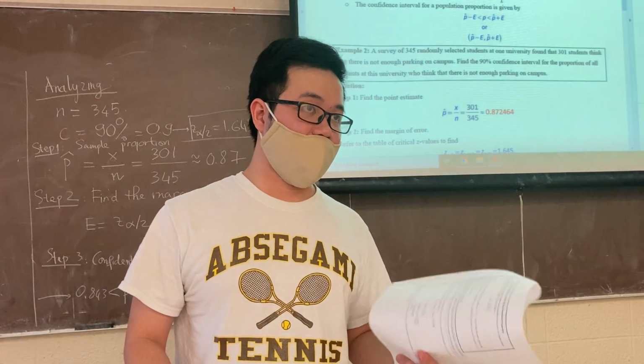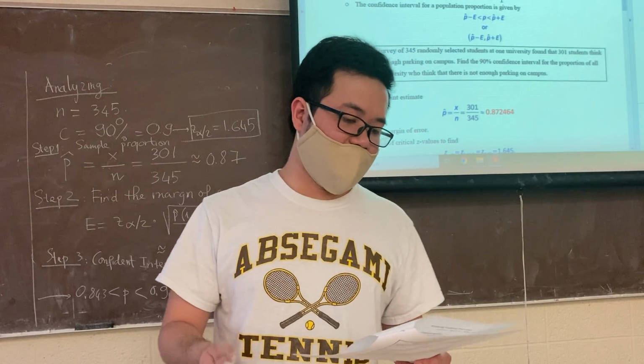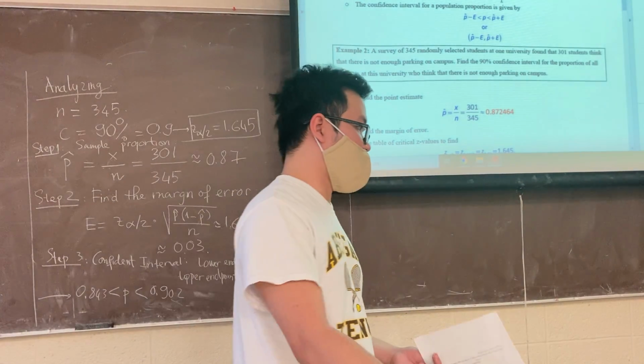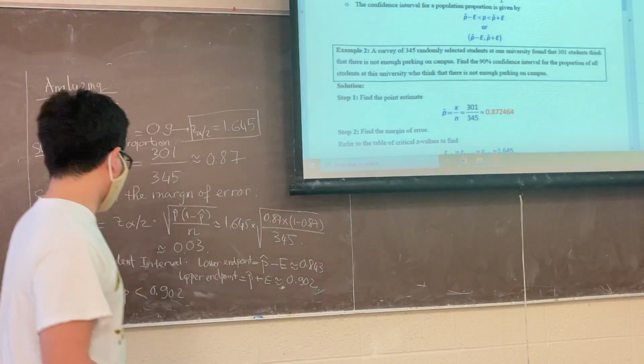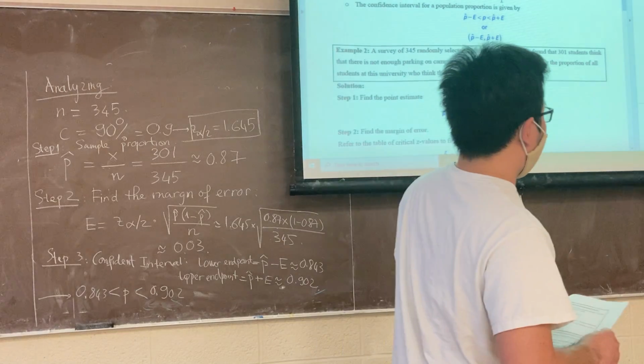Is it clear? Any questions so far? So you do it step by step. The first thing, you find the point estimate. The second one, find the margin of error. The step 3, you find the confidence interval. And after that, you will get the interval for the population proportion.